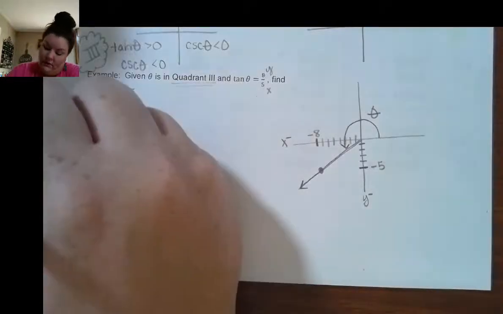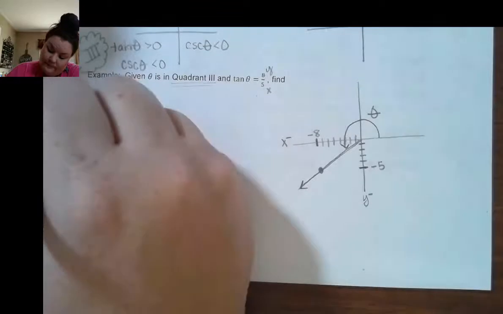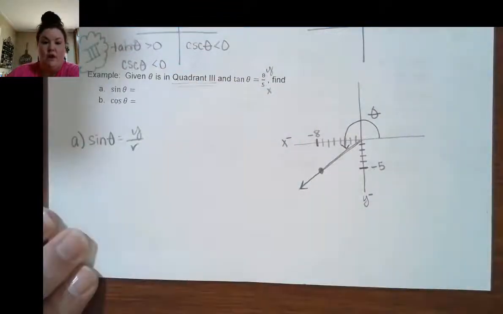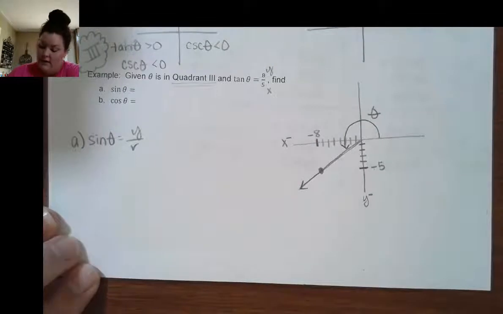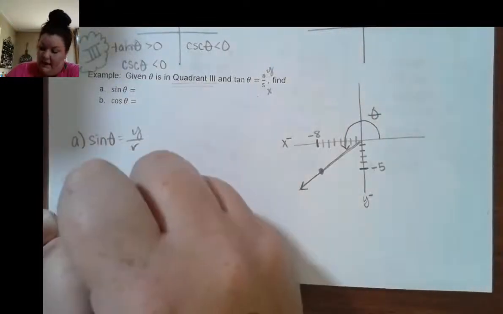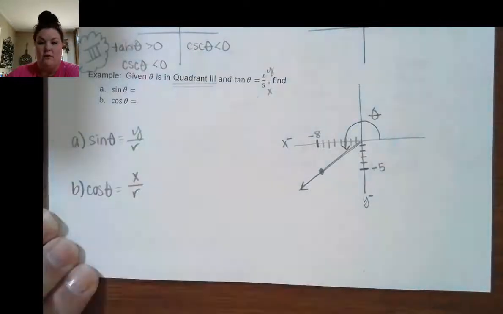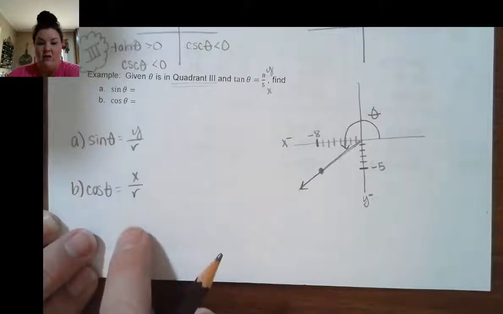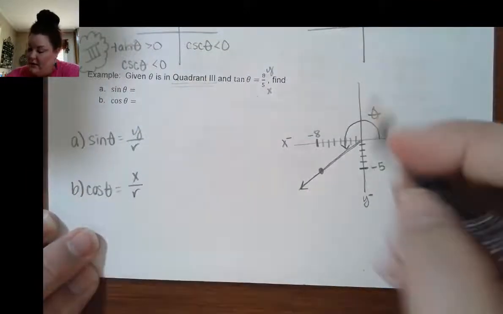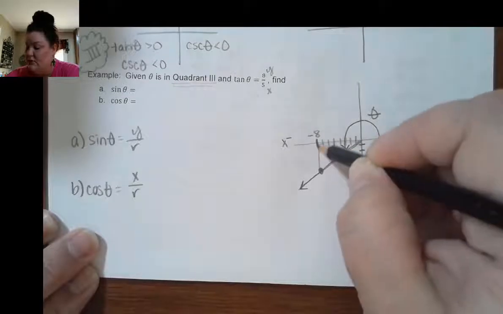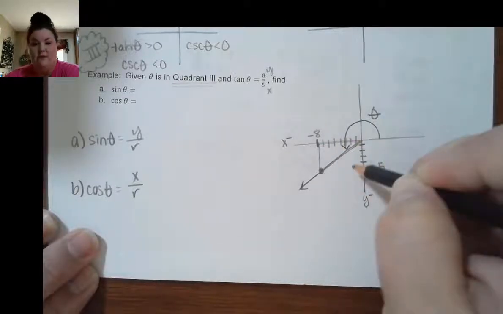Well, in order to find sine, I need to know my y value and I need to know my r value, right? In order to find my cosine value, I need to know my x value and my r value. So I do know my x and my y's, but I don't know that r value yet. So I'm going to go ahead and just use the Pythagorean theorem, right? Turn this into a triangle, and I should be able to figure out this r value.